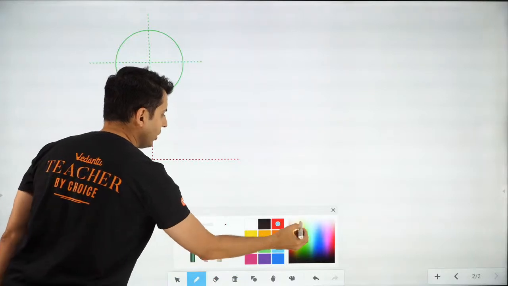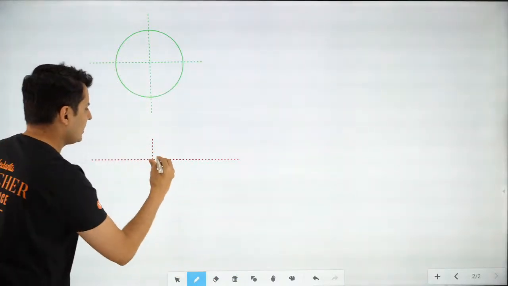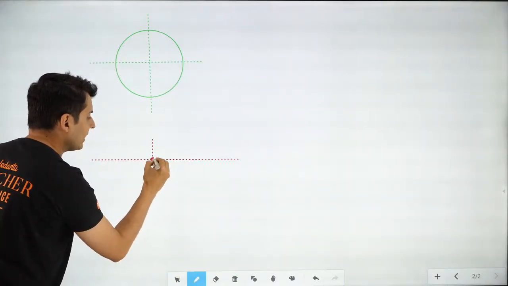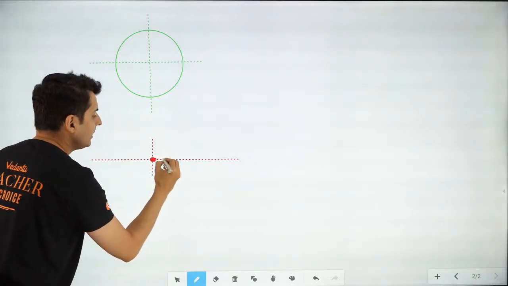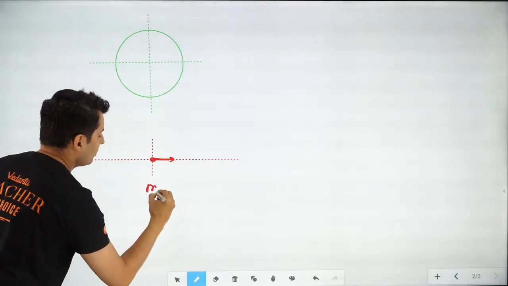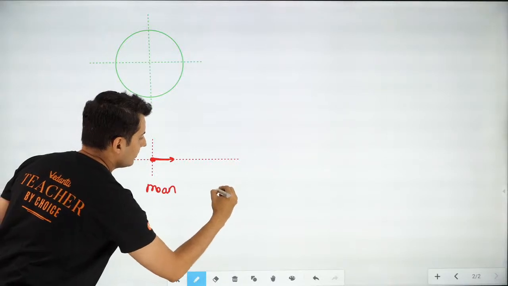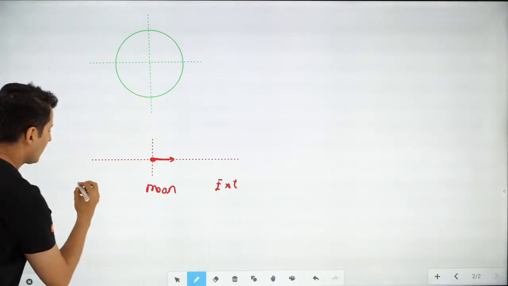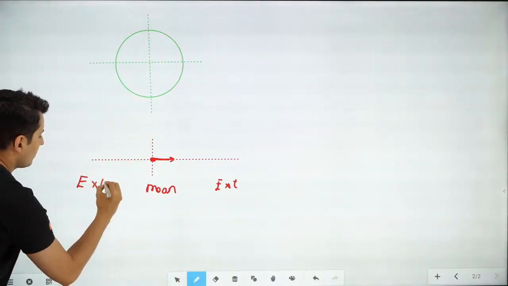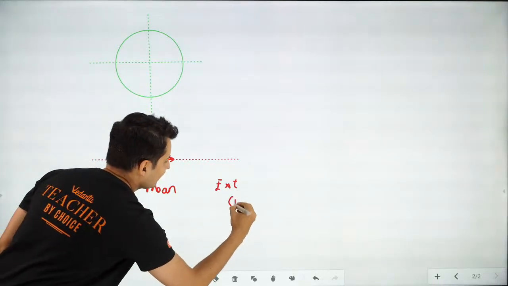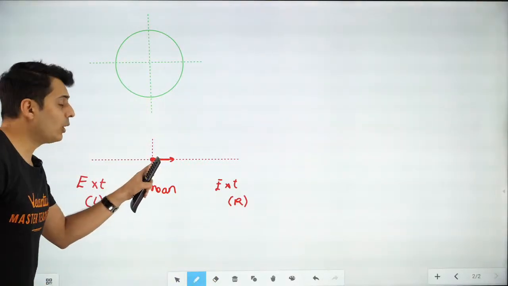So, just think about it, guys. Imagine I see a particle over here and it is moving this side. This is the mean position. And this is the extreme position, and this is the other extreme position on the left side, and this is on the right side. Think about it.